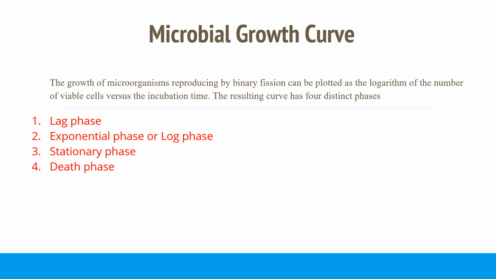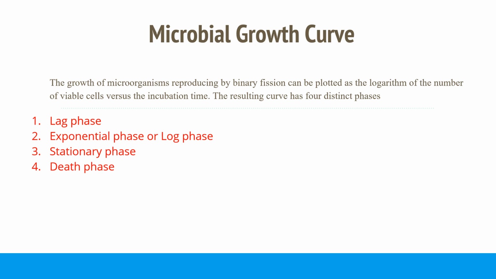We know that microorganisms grow and reproduce by binary fission. So the growth of microorganisms is represented in the microbial growth curve. It is a graph showing the logarithm of the number of viable cells versus the time or incubation time. So this is the microbial growth curve in a closed system.